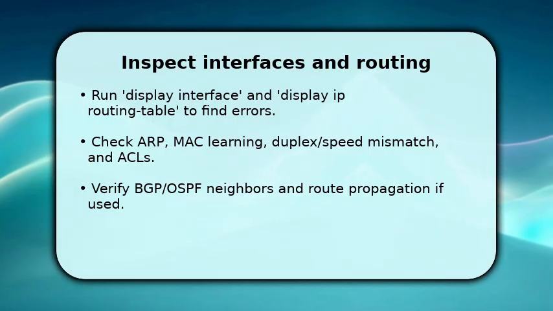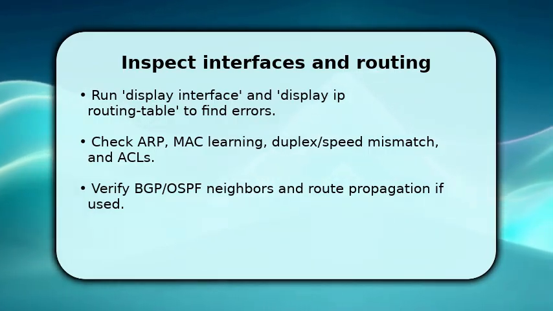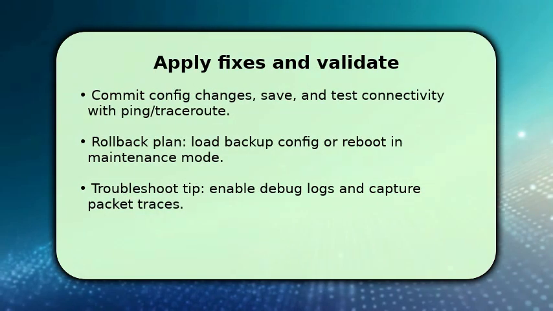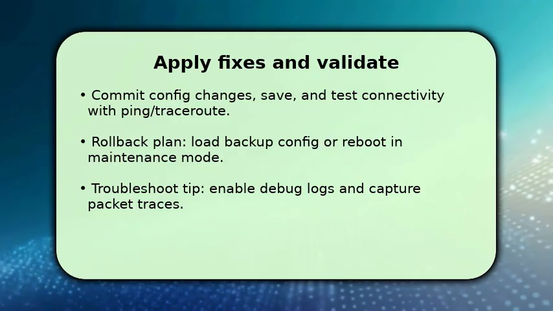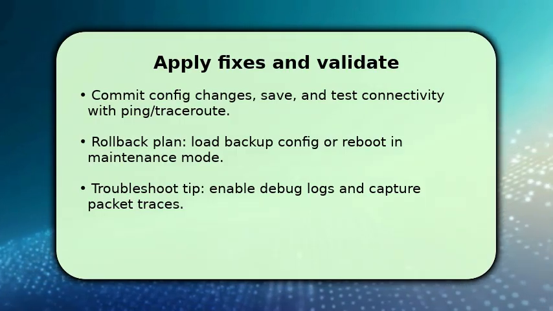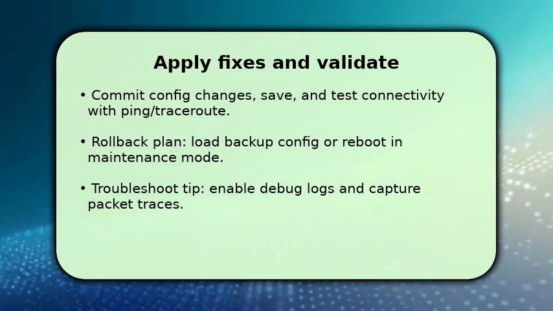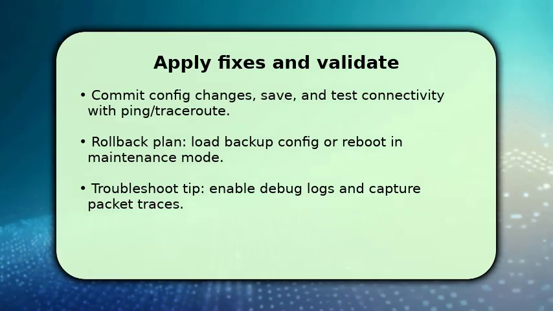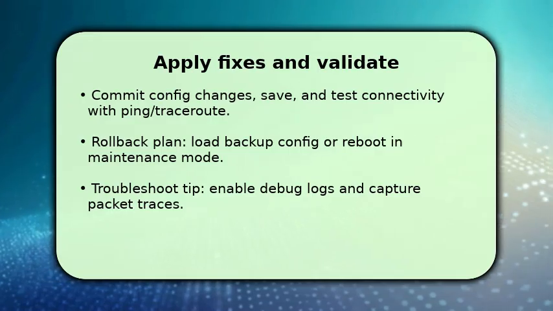Once you identify the mismatch or missing route, apply a corrective change: fix duplex, update ACLs, or restart the protocol session, and watch. You finish by applying targeted fixes, saving the configuration, and validating end-to-end connectivity with ping and traceroute from both sides. This confirms the issue is resolved rather than masked.